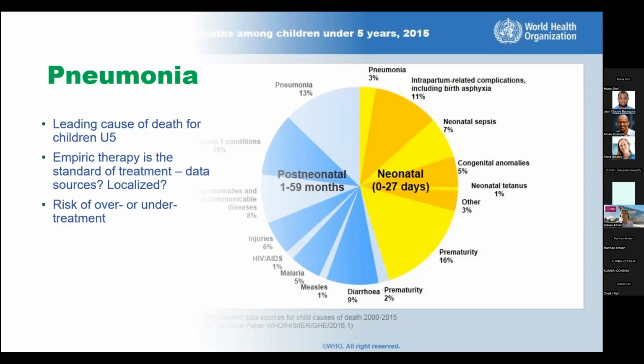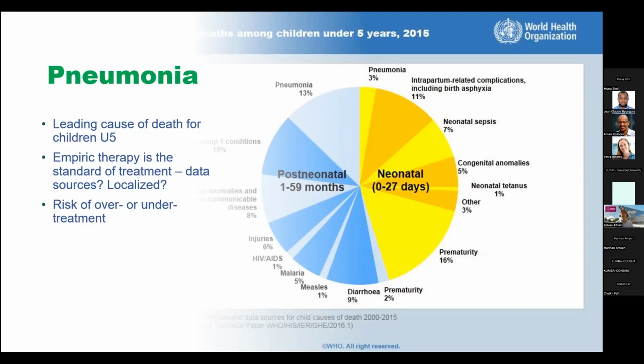And if we survive the first 28 days and get to the post-neonatal period, 1 to 59 months, the biggest cause of death in children is pneumonia, and 13% of all the 5 million children that die every year is due to pneumonia. So more than 600,000 children below the age of 5 die every year.